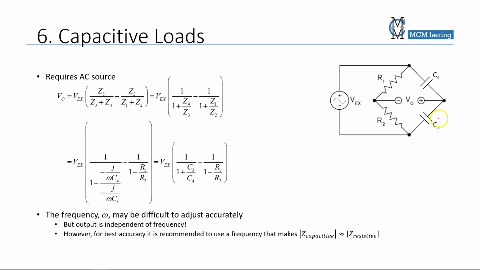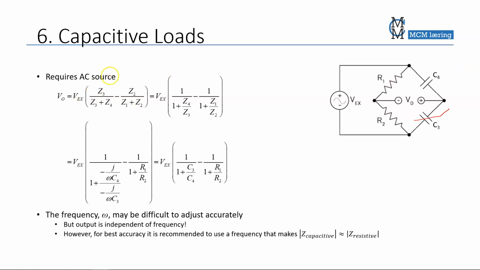Now let's look at what happens if we have a capacitive load or a capacitive sensor like this. And the equation now becomes a function of impedance instead of resistance. So now we use Z instead. And this is the basic equation when the elements are numbered like on the drawing here.